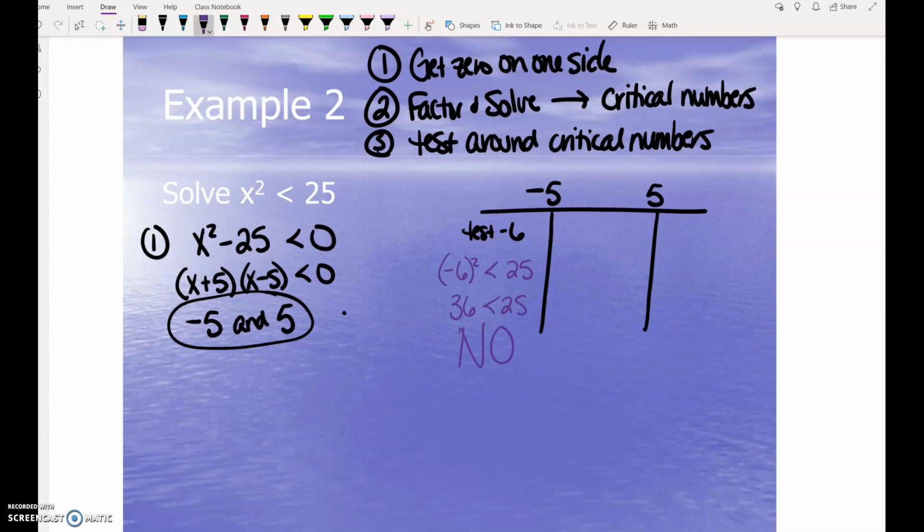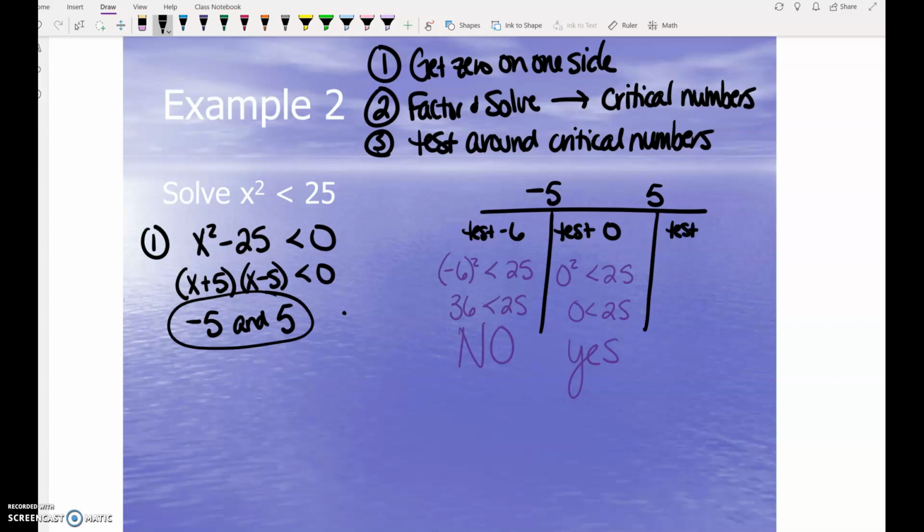Now let's test the numbers between -5 and 5. I'm going to test 0 because I think that 0 would be an easy number to plug in. So 0 squared minus 25, I should write this in something thinner so I can actually see it. 0 squared, we want to see if that's less than 25. Is 0 less than 25? Yes, it is. Now let's test a number bigger than 5.